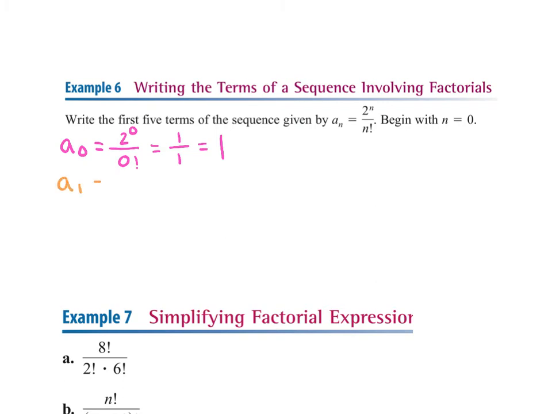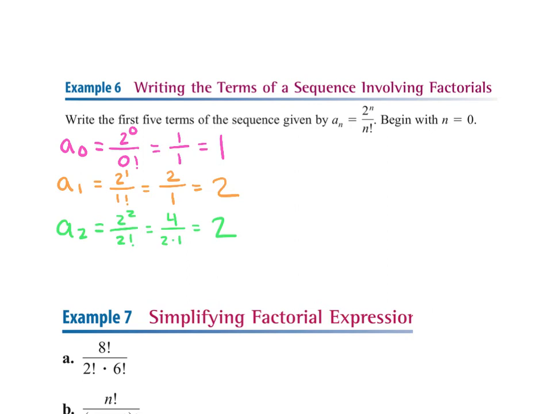Our second term would be a sub 1. So we plug in 1. So 2 to the power of 1 over 1 factorial. What's 2 to the power of 1? 2. And what's 1 factorial? 1. What's 2 divided by 1? 2. Next we have a sub 2. So 2 squared over 2 factorial. What is 2 squared? 4. And what's 2 factorial? So this would be 2 times 1, which is just 2. And what's 4 divided by 2? 2.